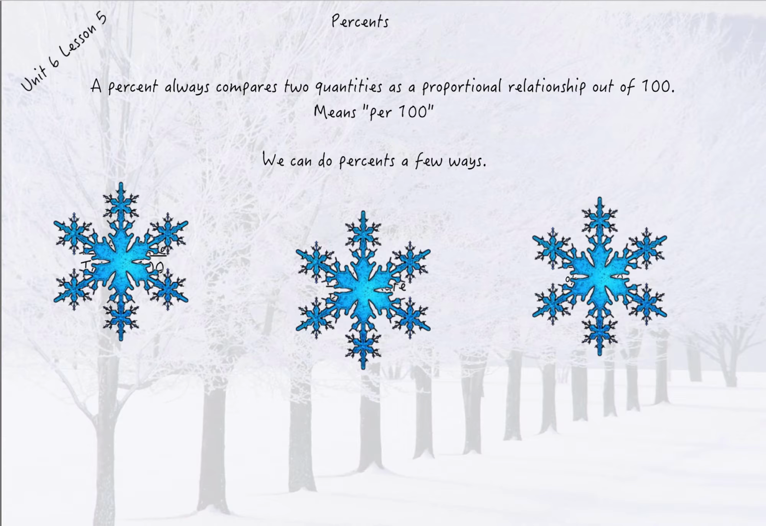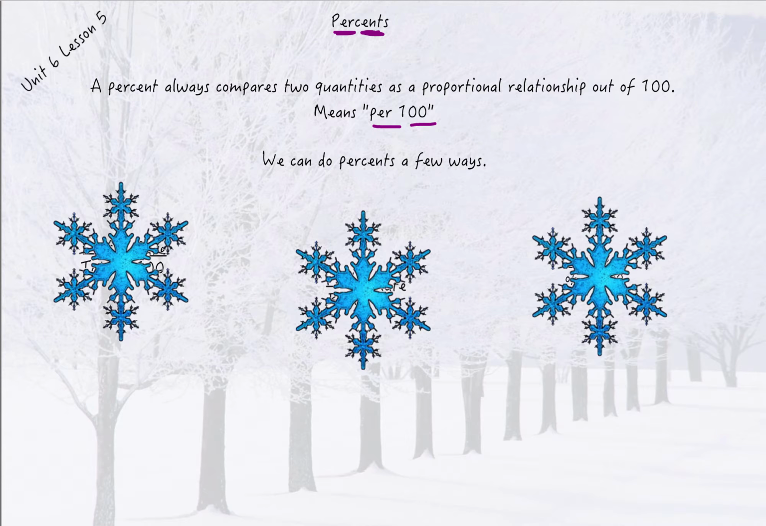Unit 6, Lesson 5 is about percents. A percent always compares two quantities as a proportional relationship out of 100. Percent means per 100. Per and cent obviously means 100.